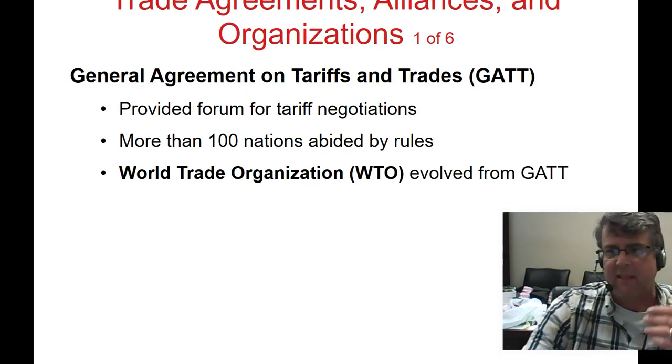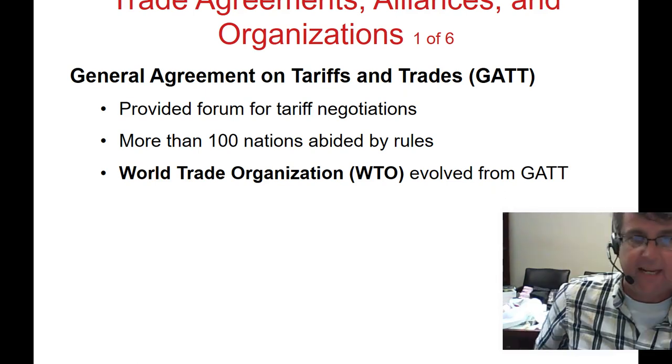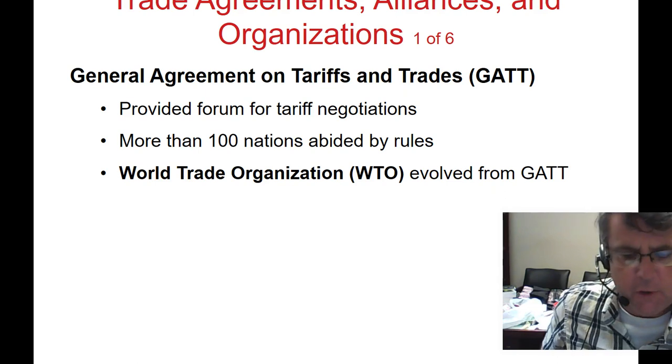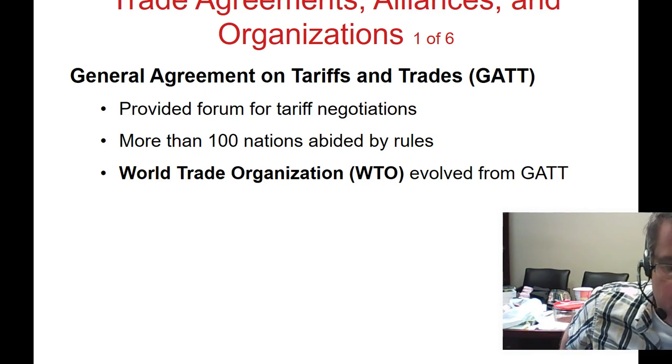Okay, the next thing and the last thing we're going to talk about are these trade agreements. The first one is GATT. You might have heard about GATT in the news. GATT is a trade agreement originally signed by 23 nations in 1947 that provides a forum for tariff negotiations and a place where international trade problems can be discussed and resolved.